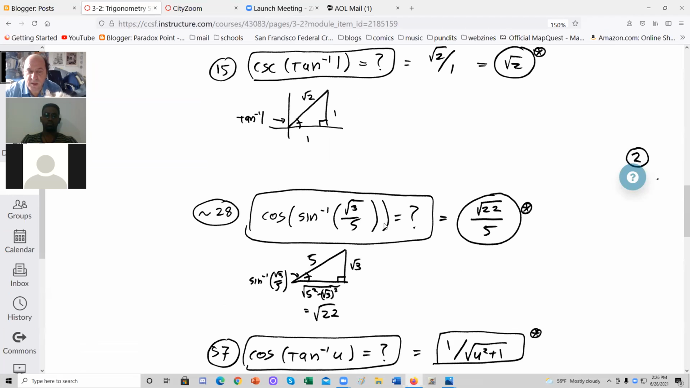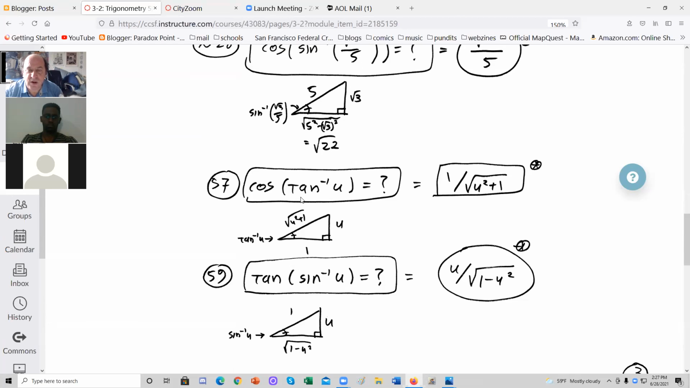Okay, here's one similar to number 28. Cosine of arcsine root 3 over 5. I think in the problem set it's somewhat different. All right, so we draw a triangle. This angle is to be arcsine of root 3 over 5, so we put a root 3 opposite, a 5 on the hypotenuse. And then the third side, well, square root of c squared minus a squared, root of 5 squared minus root 3 squared. And after a bit of calculation, that's root 22. So root 22, root 3, and hypotenuse 5. The cosine is adjacent over hypotenuse, therefore root 22 over 5, like that.